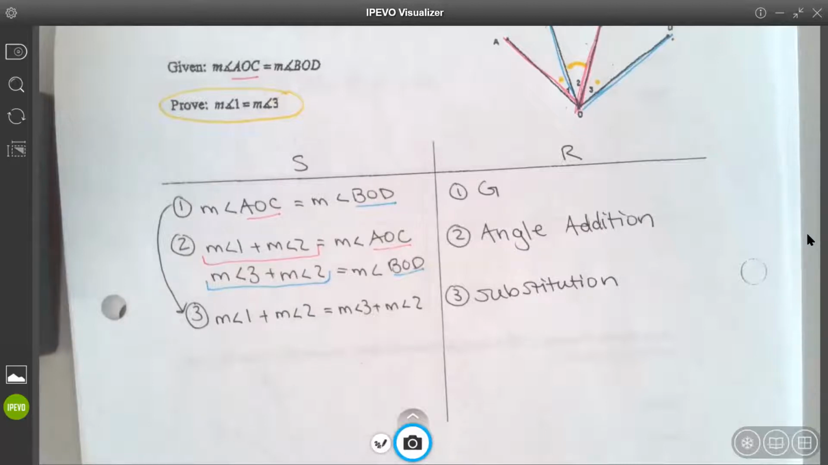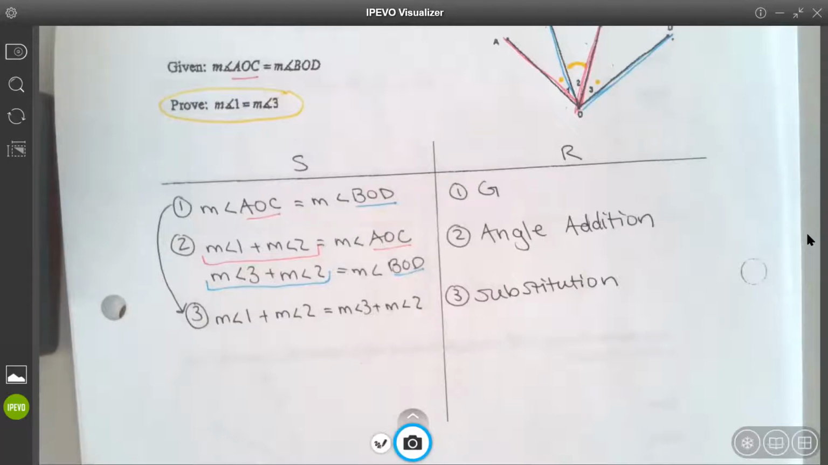Can you repeat that? Yeah, I'm given this equation. I know AOC is this, angles 1 and 2 together. I'm just substituting in what AOC is, which is 1 and 2 together. And I know that BOD is 3 and 2 together, so I'm just putting that there instead of BOD, because I know that's what that angle is made up of.